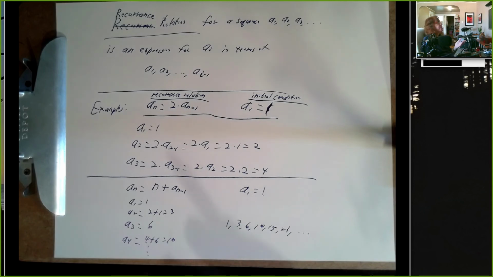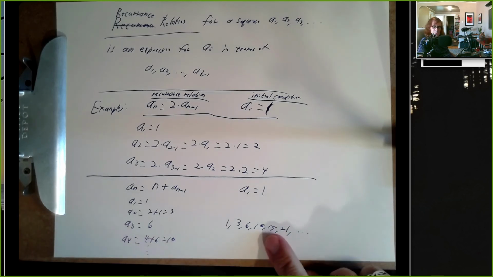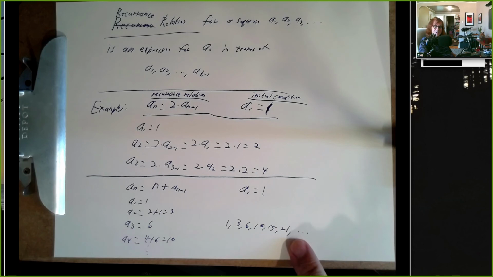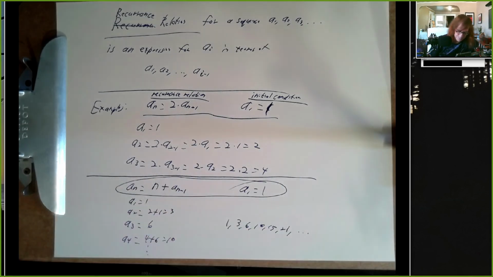And these are called triangular numbers. Each of these numbers is the sum of consecutive integers from 1 up through n. So the fourth number is 1 plus 2 plus 3 plus 4. The sixth number is 1 plus 2 plus 3 plus 4 plus 5 plus 6. And this is a very succinct way to describe these numbers: an initial condition and a recurrence relation.